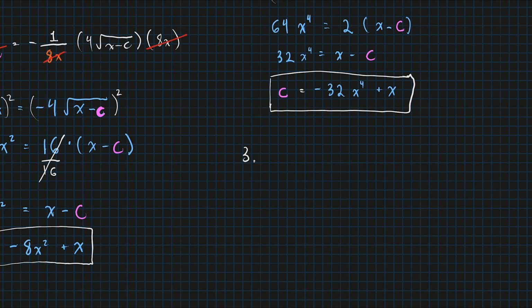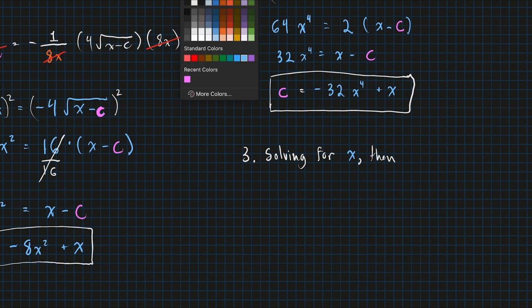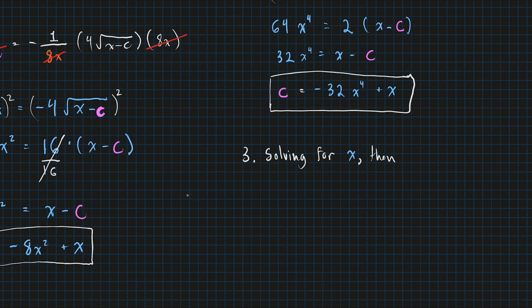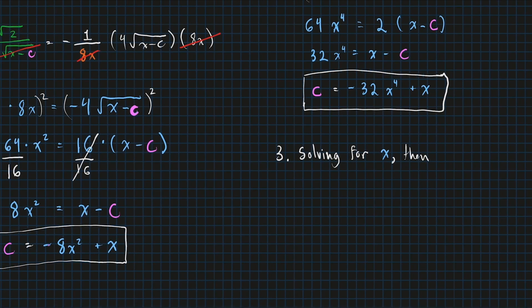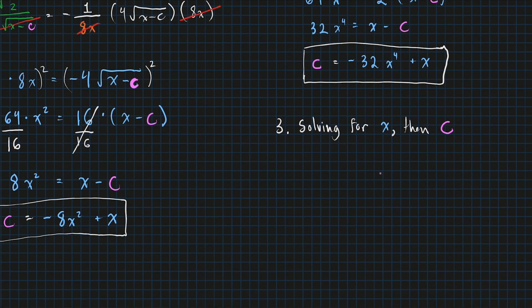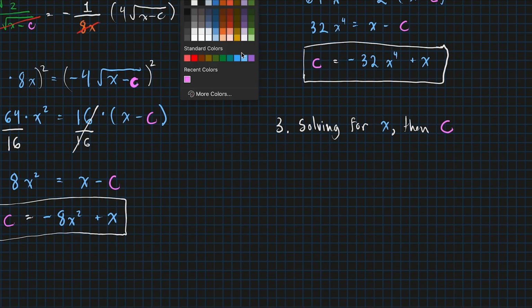So let's call this section 3, solving for x. Once we find some values for x, we can just plug it into one of these equations. And once we plug it into this equation, let's say, we will get an actual number for c, and that's exactly what we're looking for. Real values for c. All right, so we're going to set these two equations equal to each other.